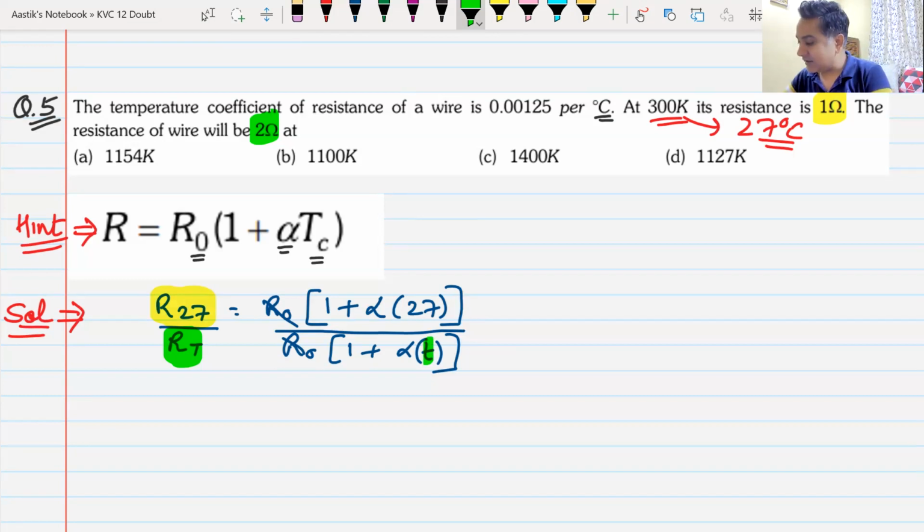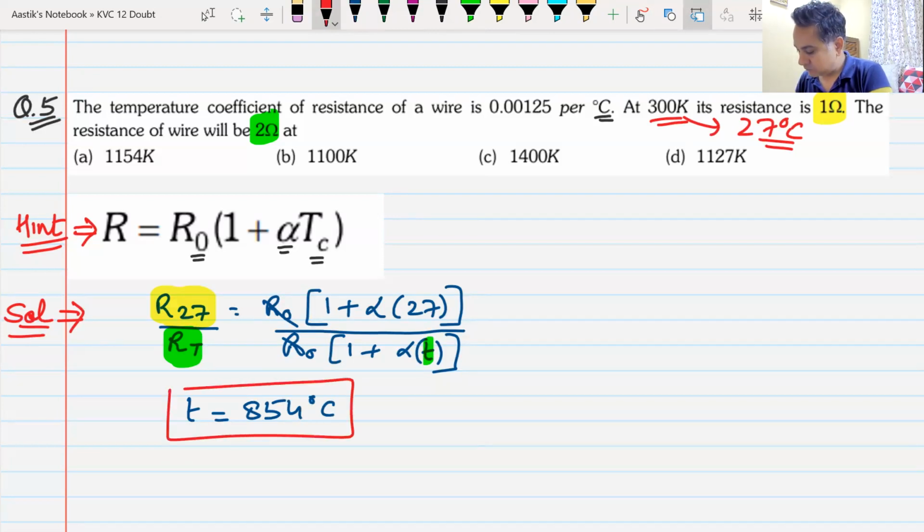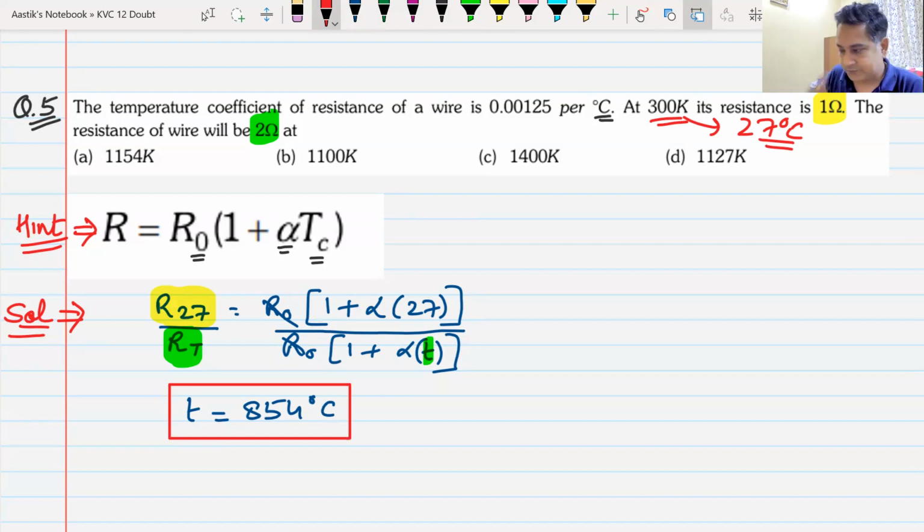You can easily find out. Remember, it will be in degrees Celsius. Do we understand this? You can solve it, and I think the answer in degrees Celsius that you shall get will be 854 degrees Celsius. And then you convert from degree Celsius into Kelvin, and you have the answer, my dear friends. Do we understand this? Yes or no?